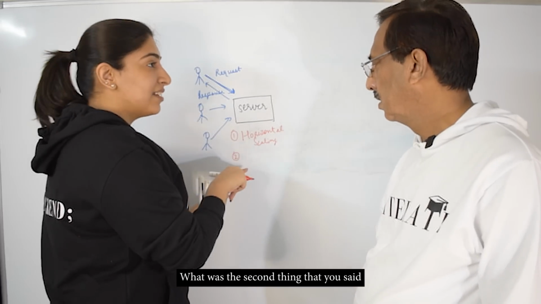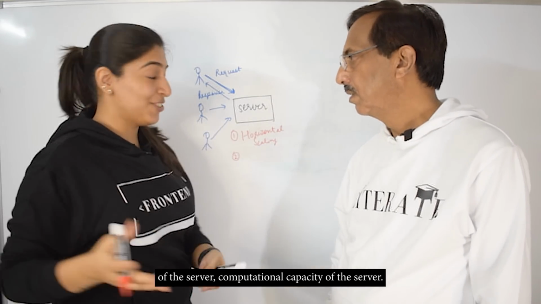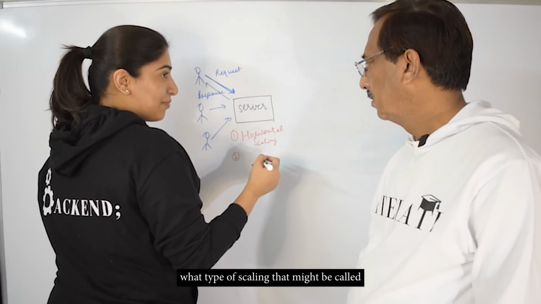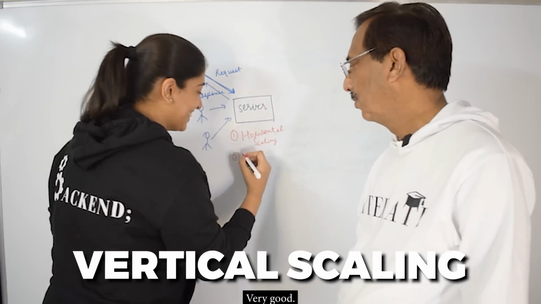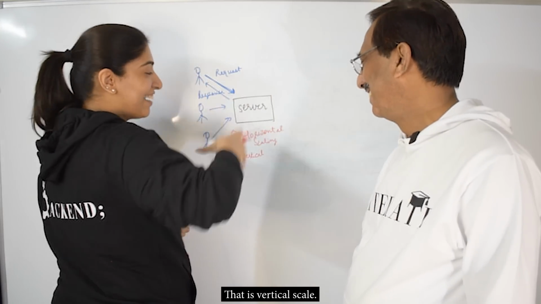What was the second thing that you said? Increase the computational capacity of the server. Can you guess what type of scaling that might be called? If this is horizontal, is it vertical? Yes, very good. It was just a wild guess. Because this is horizontal, that is vertical scaling.